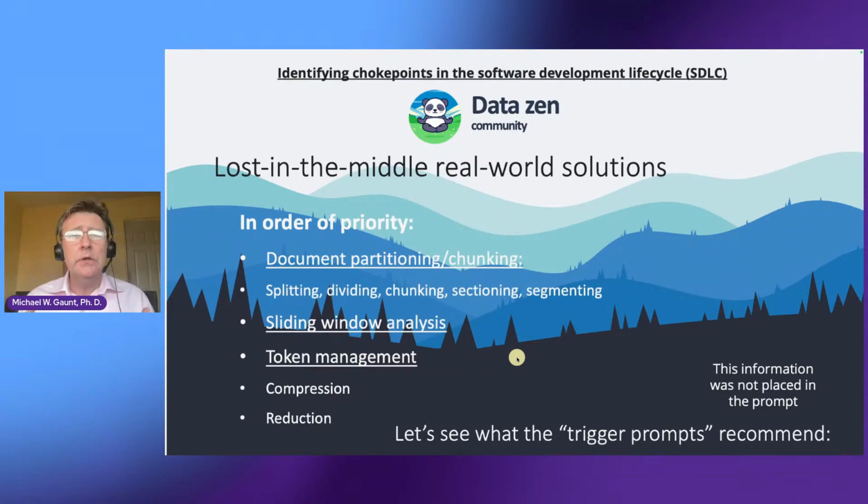So in this case, SDLC planning is essential. So in my personal experience, solving this lost in the middle, real world solutions, this is what I would do. This is how I solved it, is by document partitioning and chunking, splitting, dividing, sectioning, and segmenting your documents. You can use a technique known as sliding window analysis. Now, the area that I come from in biomedical analytics, we use that a lot. Outside biomedical analytics, it's not really used. So it's a solution that I understand very well and can code easily. And the other area is token management, because you can go through compression, token reduction. So there's a lot of ways to solve this thorny issue of lost in the middle.